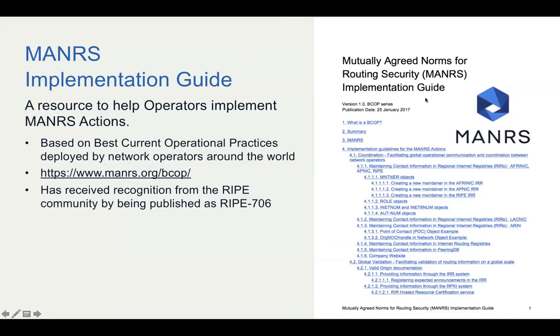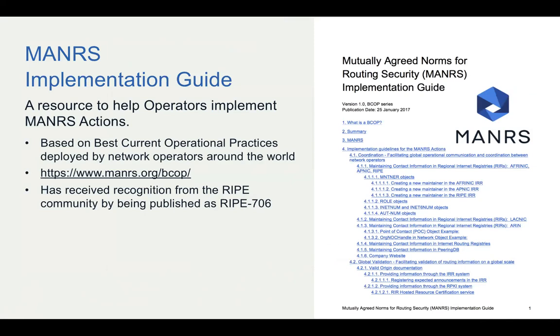Another thing is that when you look at initiatives like this, one of the things is, of course, to create motivation, right? Incentivize, let people get motivated to join. But another side of this coin is to lower the cost of adoption. And how to lower the cost is to provide guidance and make it very easy to implement those actions. So the community went off and created this implementation guide.